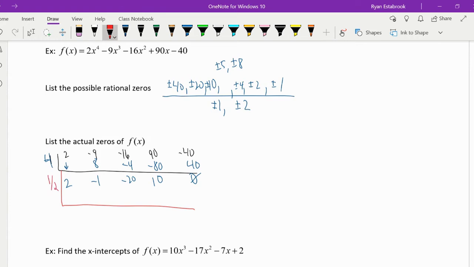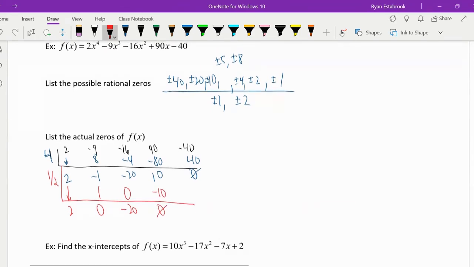You'll get lucky and guess correctly. So bring down the 2. 1/2 times 2 is 1. Add those together, we get 0. Add that, negative 20. 1/2 times negative 20 is negative 10. Oh, lucky guess. 1/2 works also. There should be 4 roots because it's x to the 4th. And as far as the actual zeros go, 4 is a 0, 1/2 is a 0, there's 2 more.